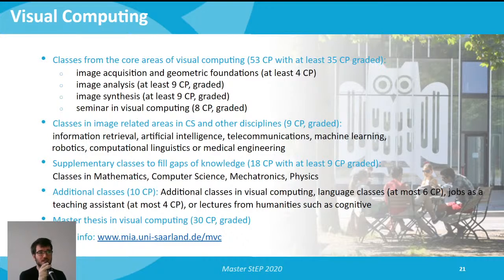You can also hear additional classes from visual computing, and language classes. Here at most 6 credit points count, so if you hear 20 language classes, you can only bring in 6 credit points, just to say. You can have a job as a teaching assistant and so on.